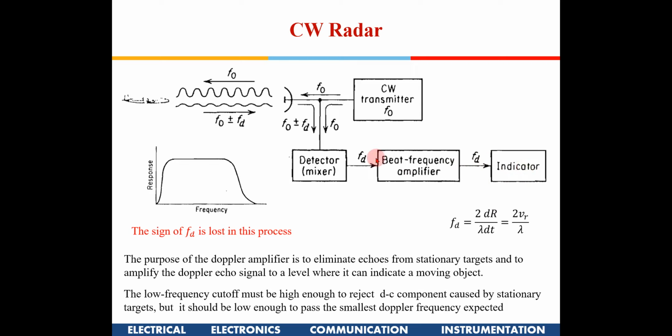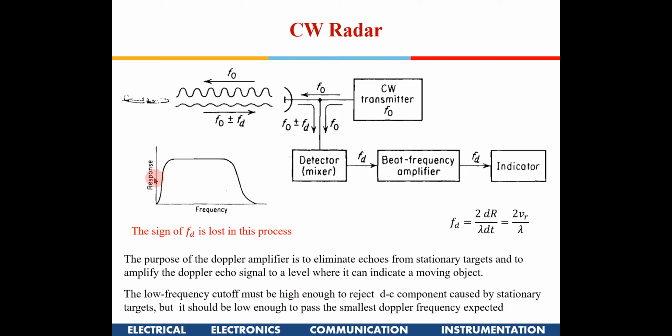Obviously here, if you see, the sign of the Fd is lost. So this only gives the velocity. In this particular block diagram, it won't indicate whether the target is approaching or leaving, whether the aircraft is approaching the radar or leaving the radar. So only the velocity component can be detected here.